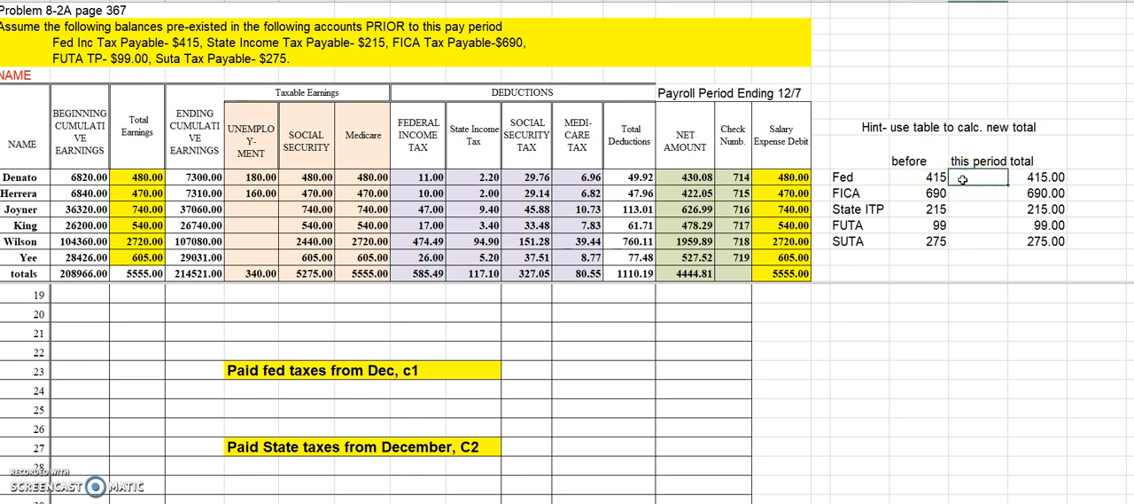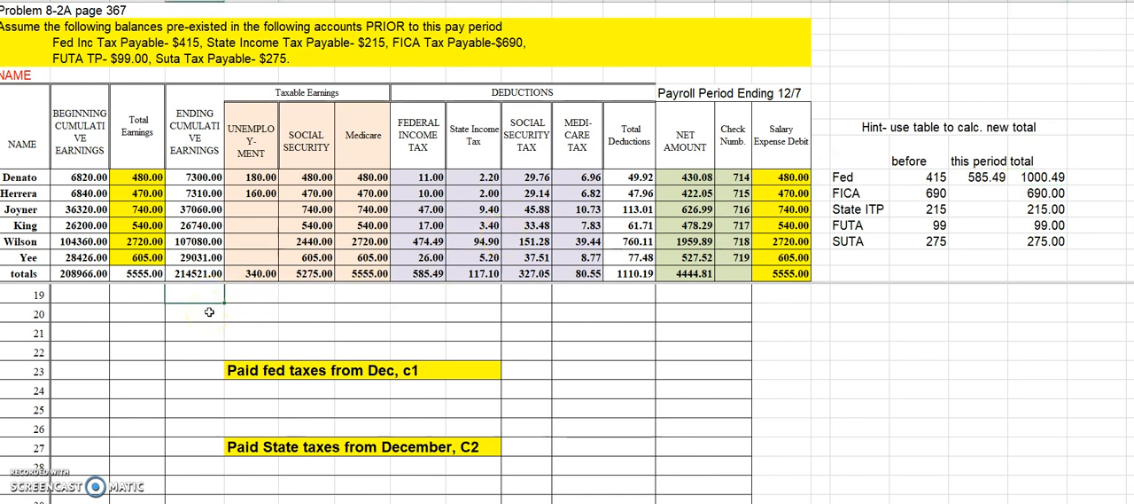So pretend this is my T-chart. I would add $585.49, and my total collected federal income tax is $1,049, and that is what I would be paying for my first federal income tax.